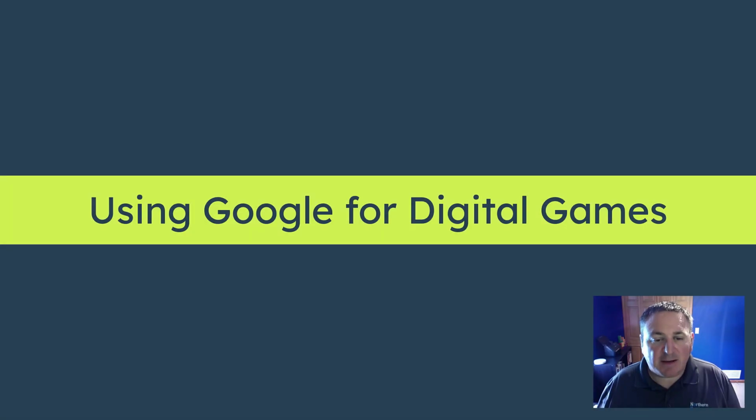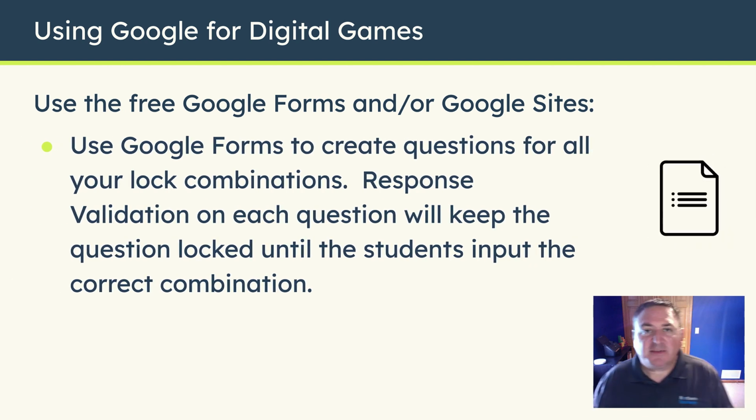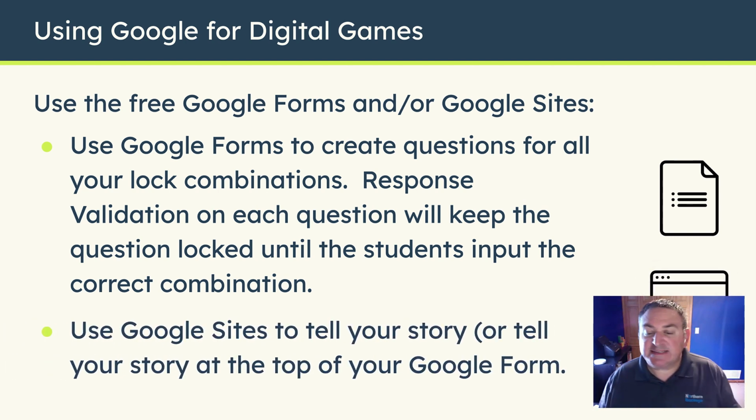So let's talk now about using Google for digital games. Google's free, we all have access to it. So we can use Google Forms and or Google Sites to do digital games. Google Forms is a great place to create the questions for your lock combinations. We're going to use something called response validation on each question that keeps the question locked until the students input the correct combination. Then we can use Google Sites to tell your story.